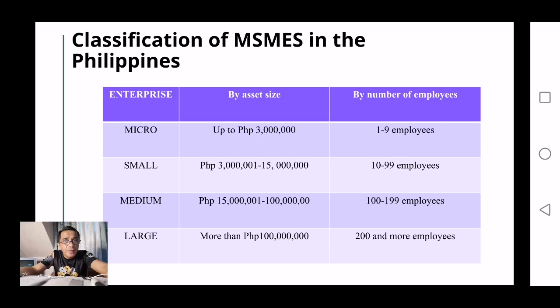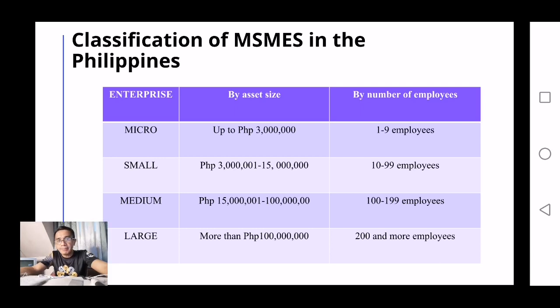and then for, so paki-correct yung entry for dun sa second sa range, nakalagay kasi dapat is from 15 million and 1 peso to, kulang yung nakalagay dun, kulang. And then we have 100 to 199 employees, that's for the medium enterprise, while for the large enterprise, the asset will now be more than 100 million and we have 200 or more employees.